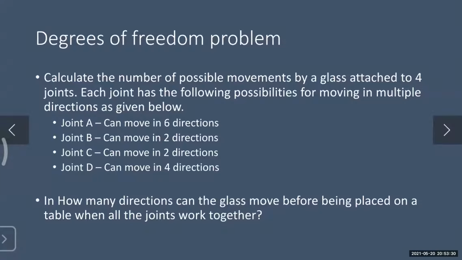Okay, right. I think Vipin's maths teacher has been very good. So you see that 6 into 2 into 2 into 4 gives you 98, right? So there are 98 different directions in which we can move before taking the glass and placing it at one particular point.